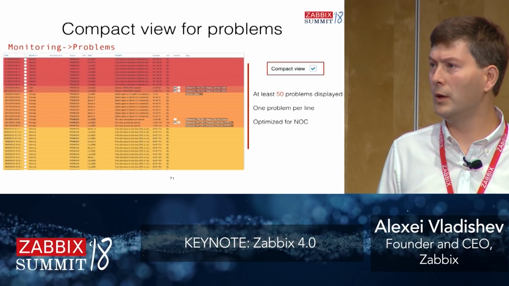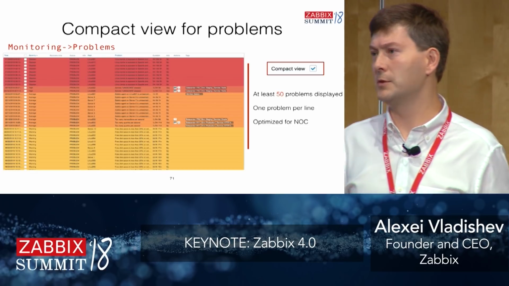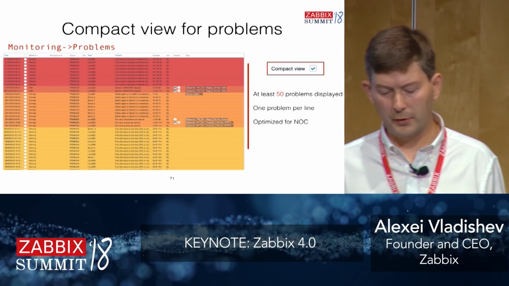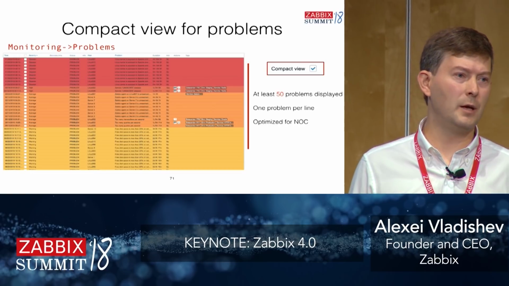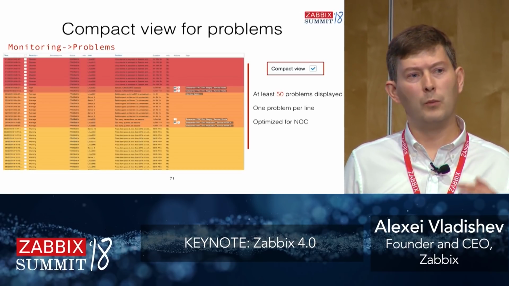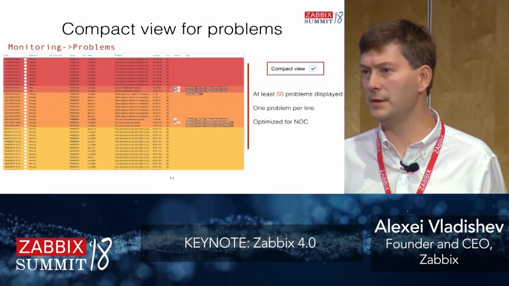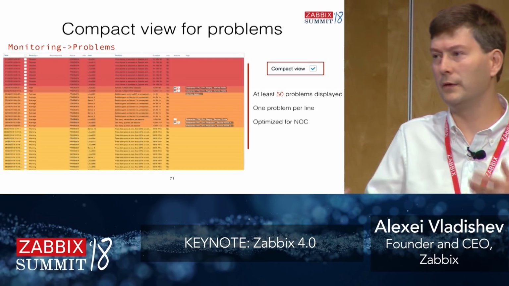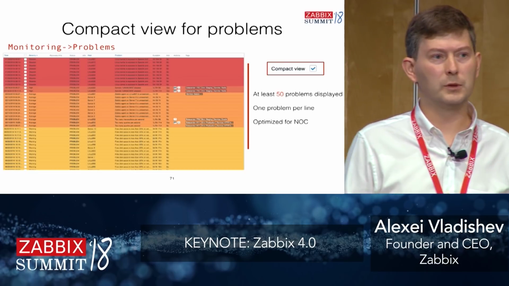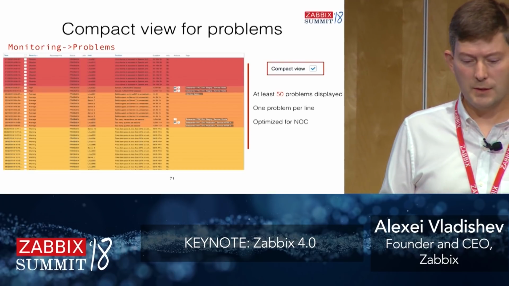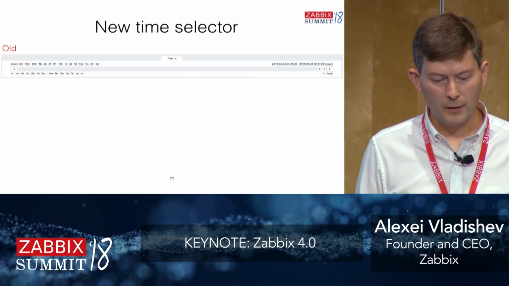Our goal was to display at least 50 problems on a standard full HD monitor with one problem per line. And this is really optimized for those people who deal with problems on a daily basis. They really want to understand what's going on, which problems are more important, which are maybe not that important. So this is a very, very nice view.